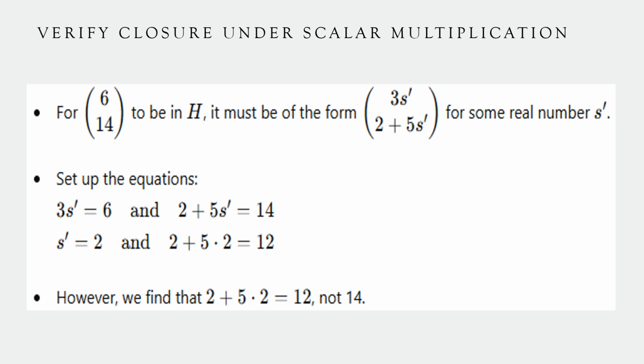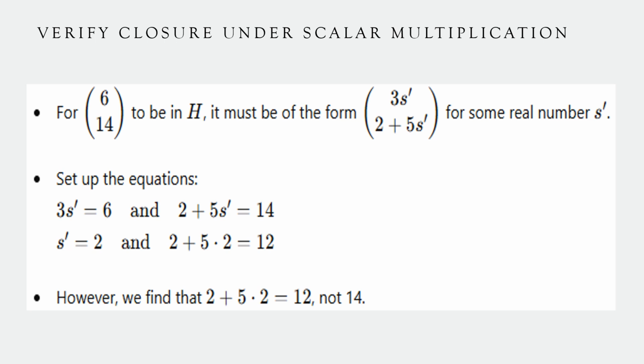So if we take 6 divided by 3, we get 2, so s equals 2. Then we take 2 plus 5 times 2. 5 times 2 is 10, plus 2 is 12. So we find that 2 plus 5 times 2 equals 12, but not 14.